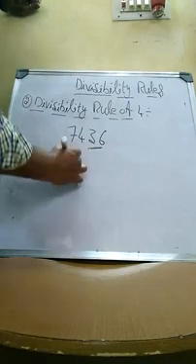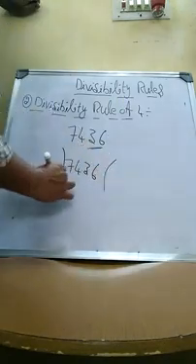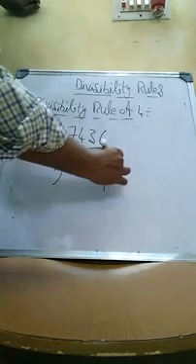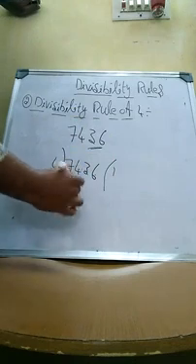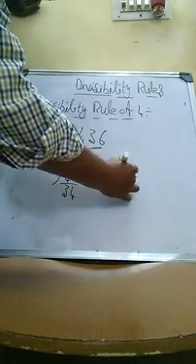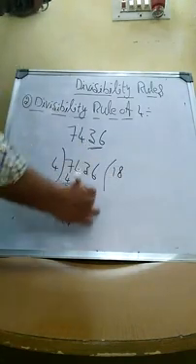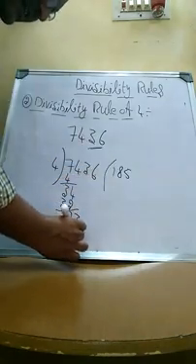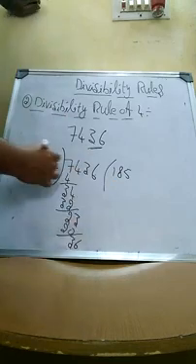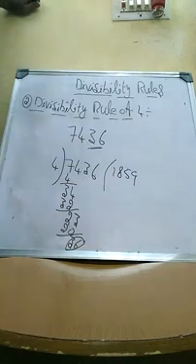Check. 7436 divided by 4. 4 1s are 4, 3 remainder, bring down 4. Next it becomes 34. Now 4 8s are 32, the remainder is 2. Bring down 3. Now 4 5s are 20, remainder 3. Bring down 6. Next 4 9s are 36. So 36 minus 36 is 0. So it is completely divided.